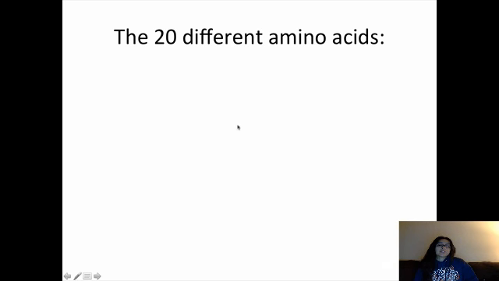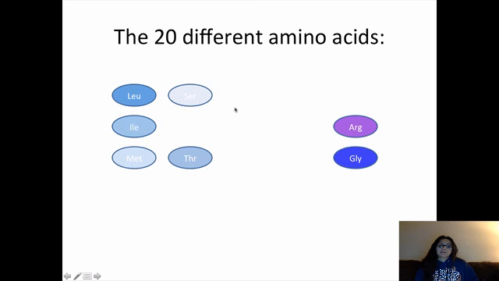All right, so the 20 different amino acids, when we learn these, you don't have to memorize them. So don't freak out and think, oh my god, I have to memorize 20 different names of amino acids. Just remember that there's 20 different amino acids you can use to build a protein. When we learn the amino acids, we're only going to learn the beginning letters, the first 3 letters of the amino acids. So here's an example. Here's the 20 different amino acids.